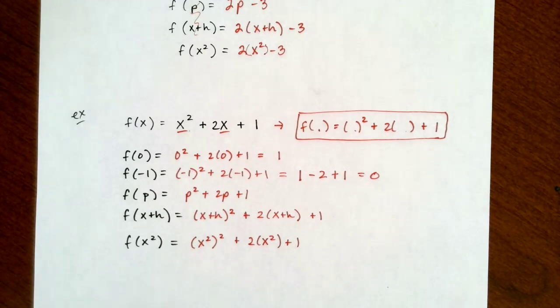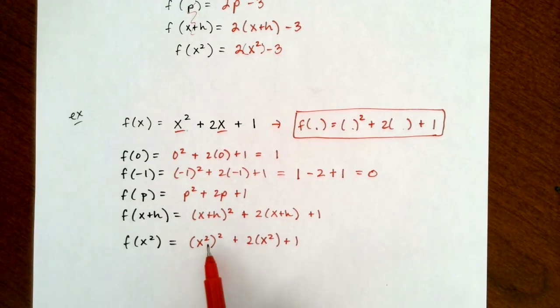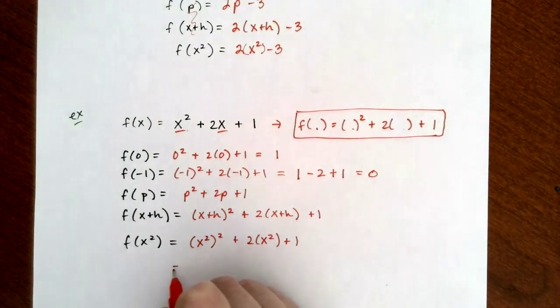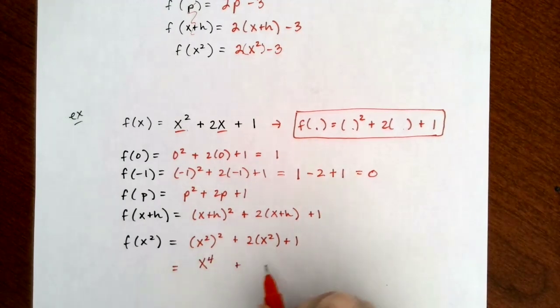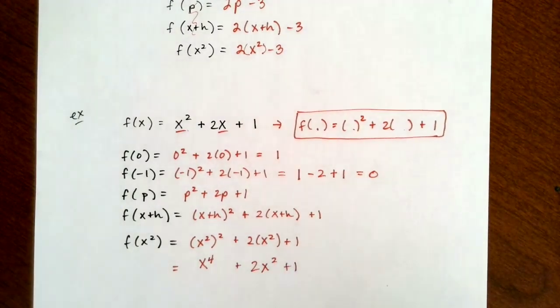All right, this one I actually am going to take a step to simplify, just to be clear. So when we have x squared in these parentheses, it's getting squared again. So it's x squared times another x squared. We're actually multiplying these exponents together. So this is x to the 4th plus 2x squared plus 1.